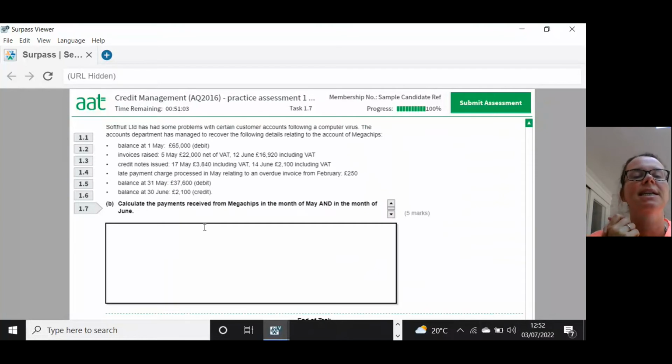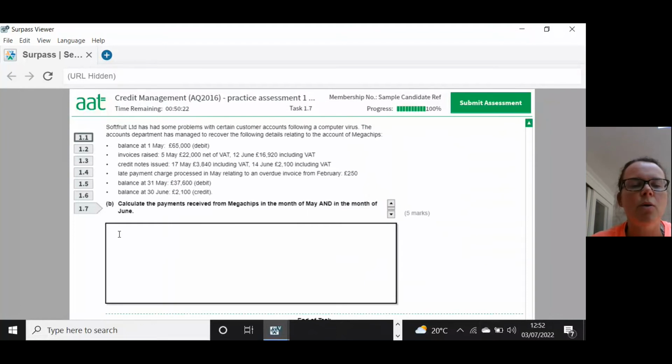So Soft Fruit Limited has had some problems with certain customer accounts following a computer virus. The accounts department has managed to recover the following details relating to the account of Megachips. And it's given you a whole load of information and asked you to calculate the payments received from Megachips in the month of May and in the month of June. So it's not asking for the closing balance, it's asking us to calculate the payments received. Perhaps saying level 2 was a slight injustice, more like level 3 where you had to do incomplete records.